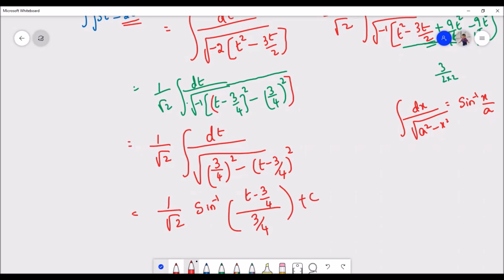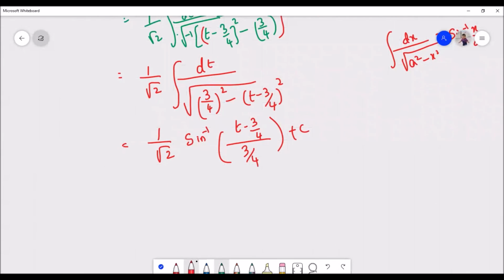If you do the simplification of this particular part, we can take LCM and simplify. So now this is 1 by root 2 of sine inverse of, taking LCM in the numerator, it will be 4t minus 3 by 4, which will get cancelled with 3 by 4 by 3, plus c. This is the final answer.